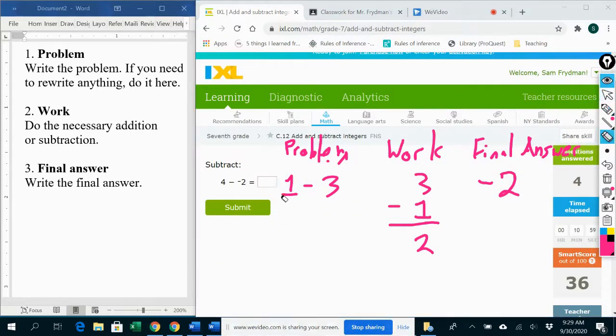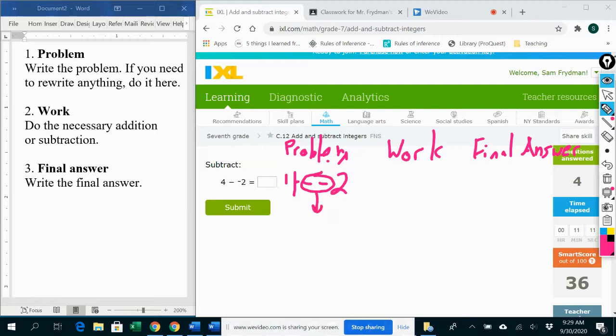4 minus -2. Okay, let's go through it a little faster. The problem is 4 minus negative 2. I'm going to rewrite here because I see minus negative right next to each other. So that's going to give me 4 plus 2.